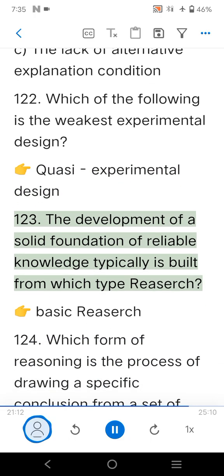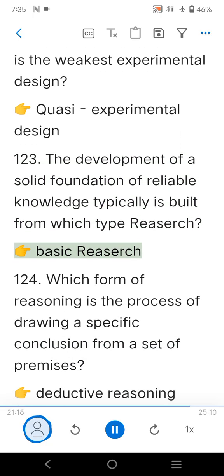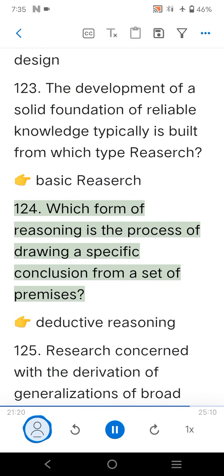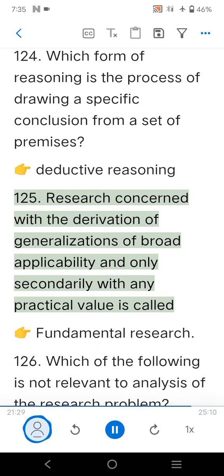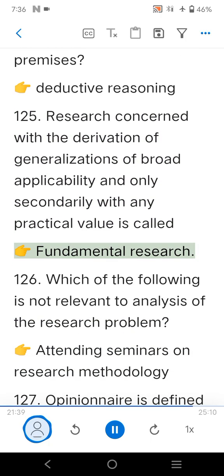123. The development of a solid foundation of reliable knowledge typically is built from which type of research? Basic research. 124. Which form of reasoning is the process of drawing a specific conclusion from a set of premises? Deductive reasoning. 125. Research concerned with the derivation of generalizations of broad applicability and only secondarily with any practical value is called fundamental research.